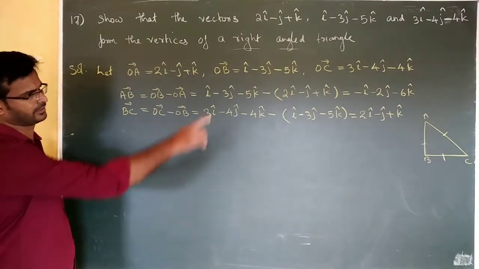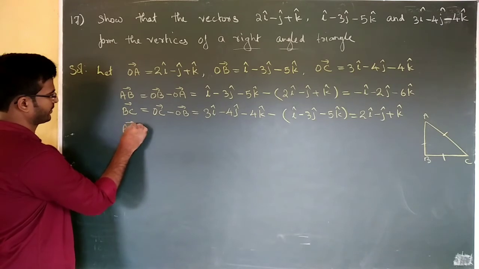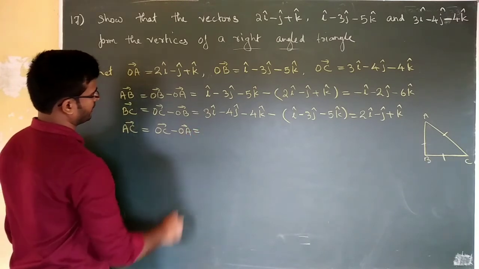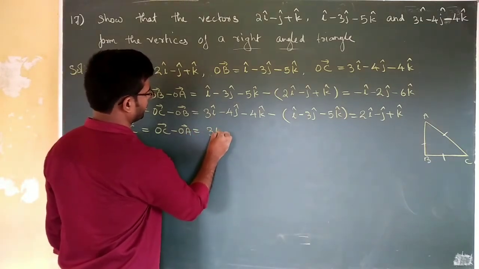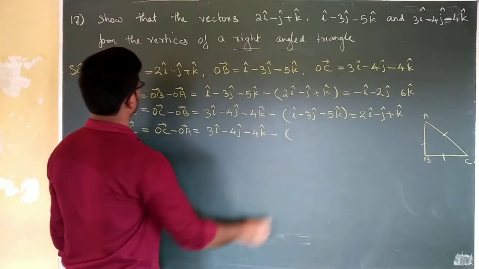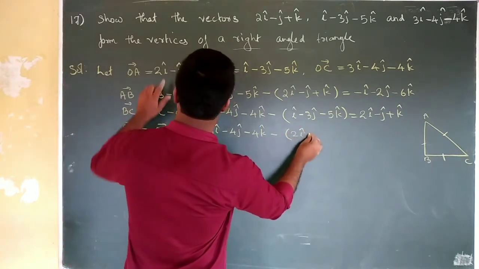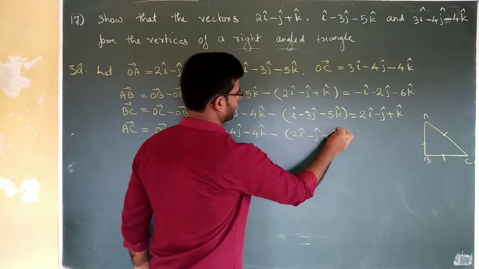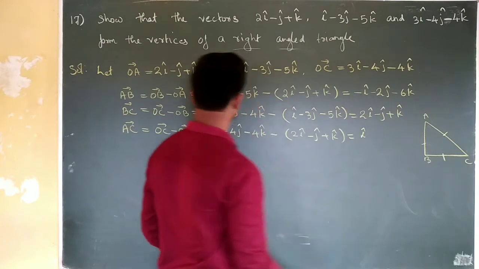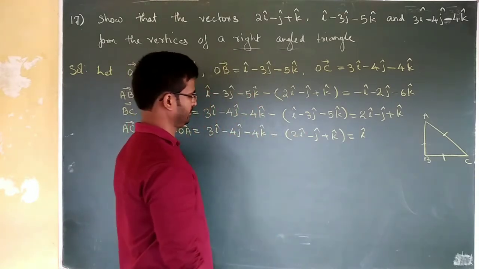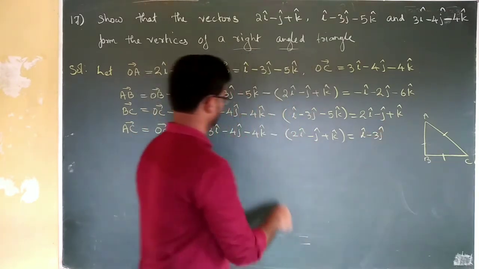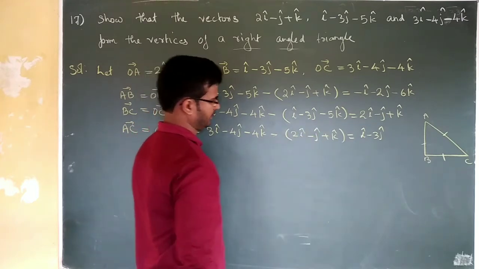Next we can find out the last side, that is the AC vector. AC vector means OC minus OA. OC vector is 3i minus 4j minus 4k, minus OA vector, which is 2i minus j plus k, equal to 3i minus 2i is i, minus 4j minus minus plus j, minus 4 plus 1 is minus 3j, minus 4k minus k is minus 5k.